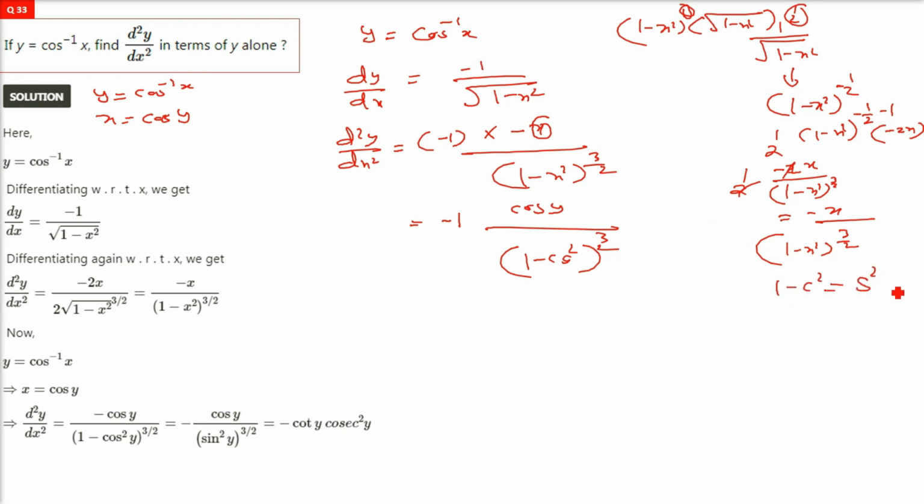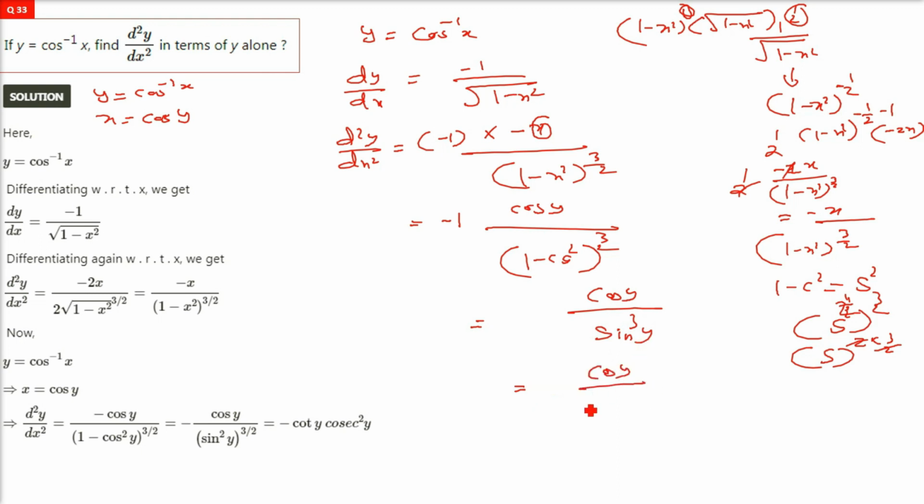1 minus cos square theta is sin square theta. Now replace this 1 minus cos square by sin square, and since we have 3 by 2 as the power, so sin square to the power 3 by 2, 2 gets cancelled, and you get sin cube. 2 into 3 by 2 is 3 only. So you have sin cube here. So you have finally minus cos y divided by sin cube y. There is a negative one. Alright, I'm just going to put this. Just consider this cos y.